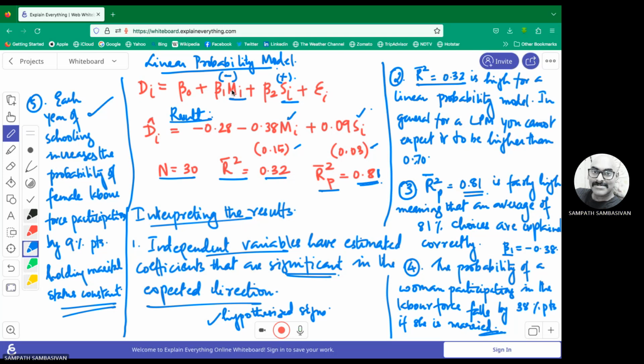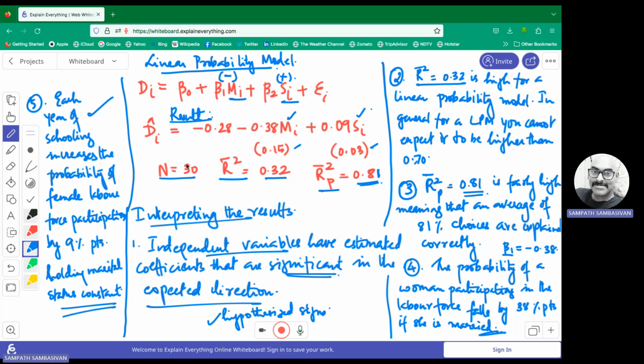So you look for the hypothesized signs. Given the variables, we can guess what the impact would be, whether positive or negative. Once the results are available, you look for whether the hypothesized signs are also seen the same way in the estimated results. Look at the R squared value and the pseudo R squared value, and interpret these coefficients. That gives us a fair idea about what the linear probability model is trying to tell us. Okay, this is how you interpret a linear probability model.